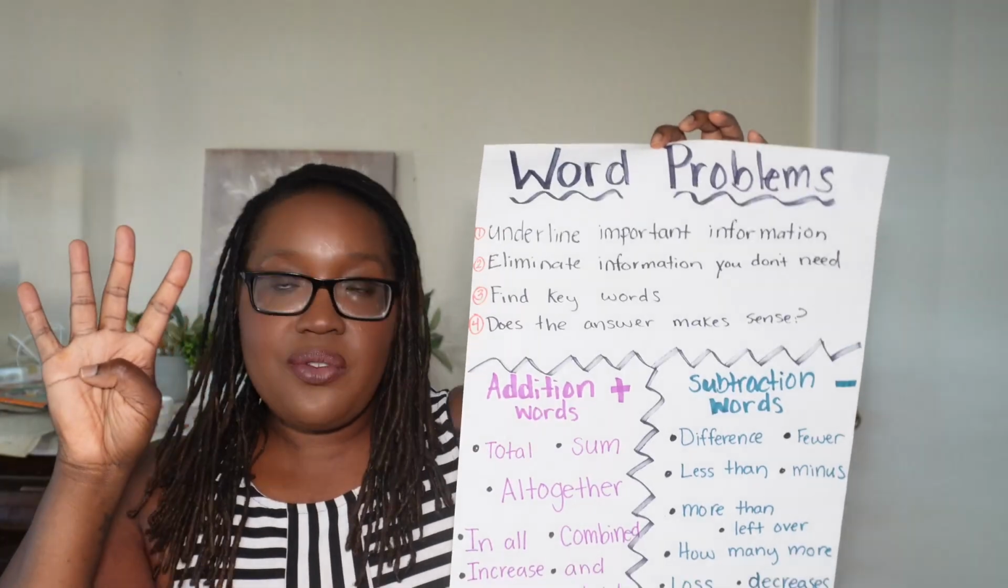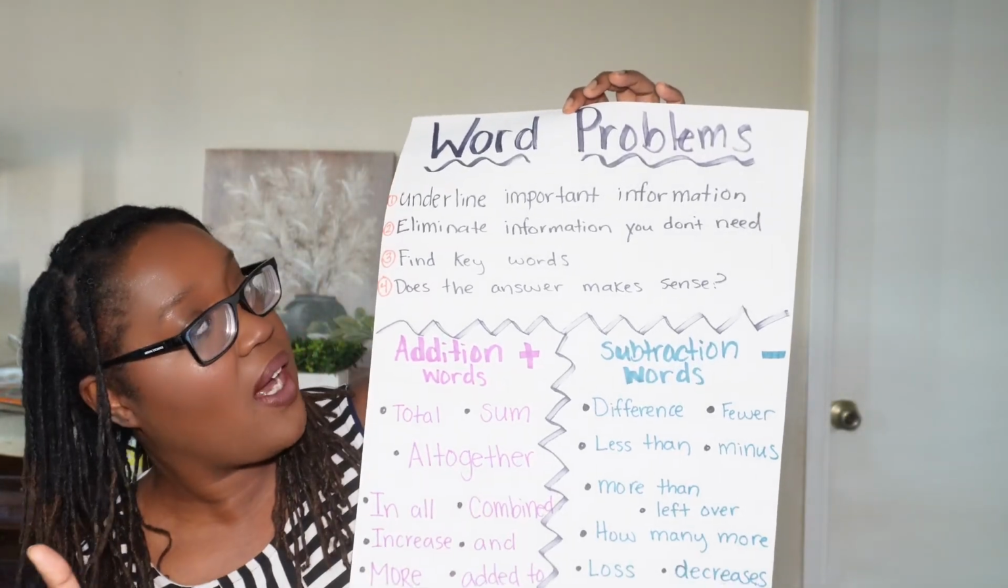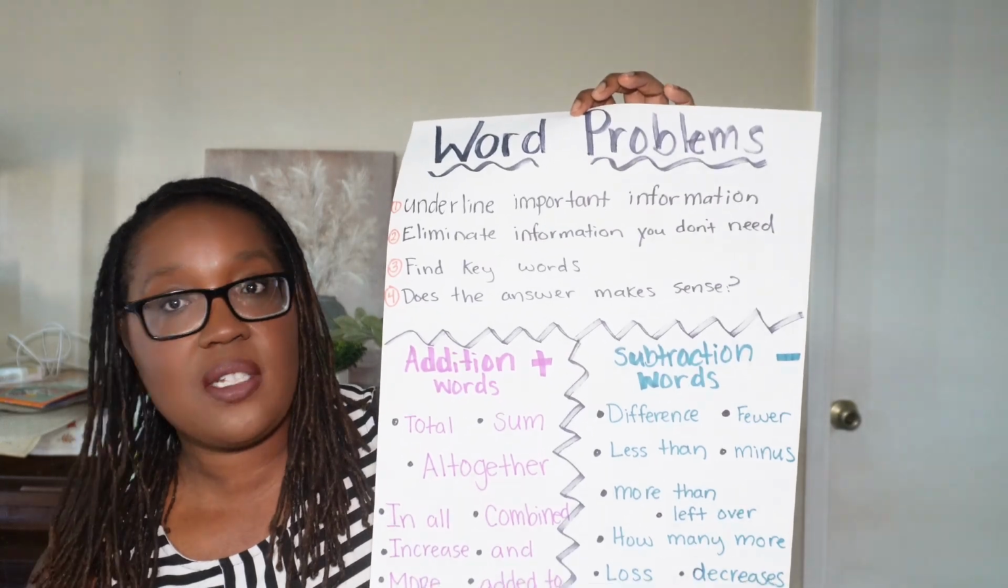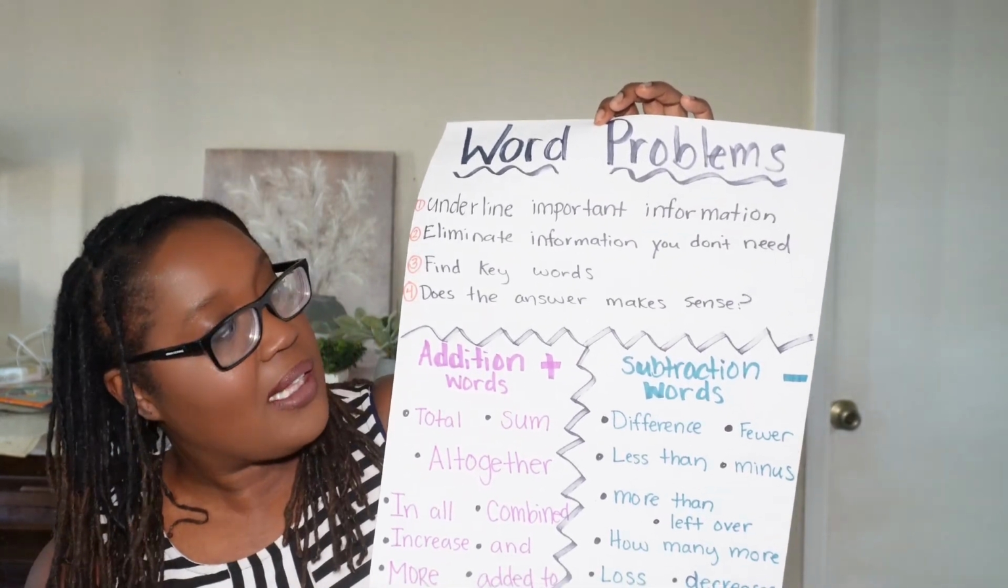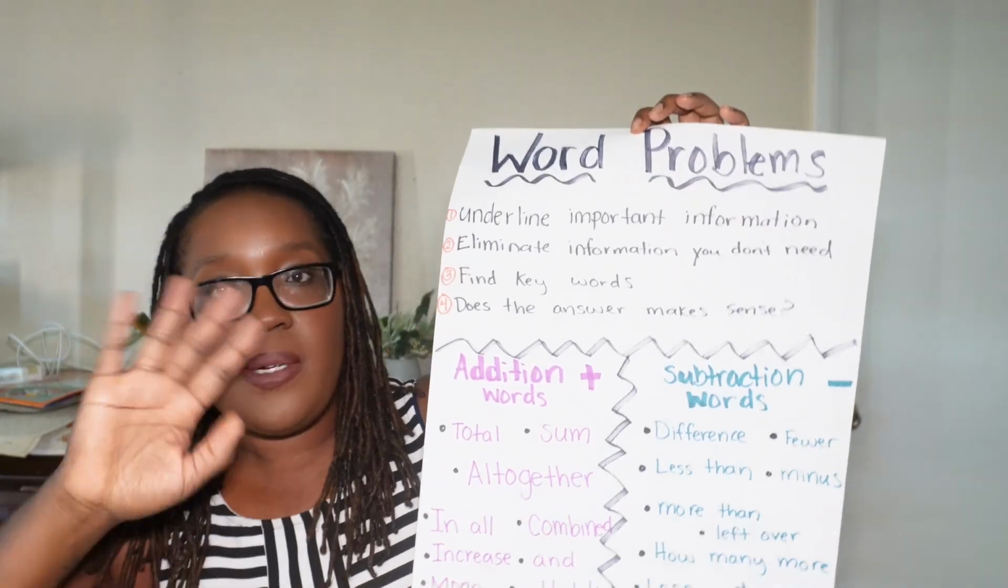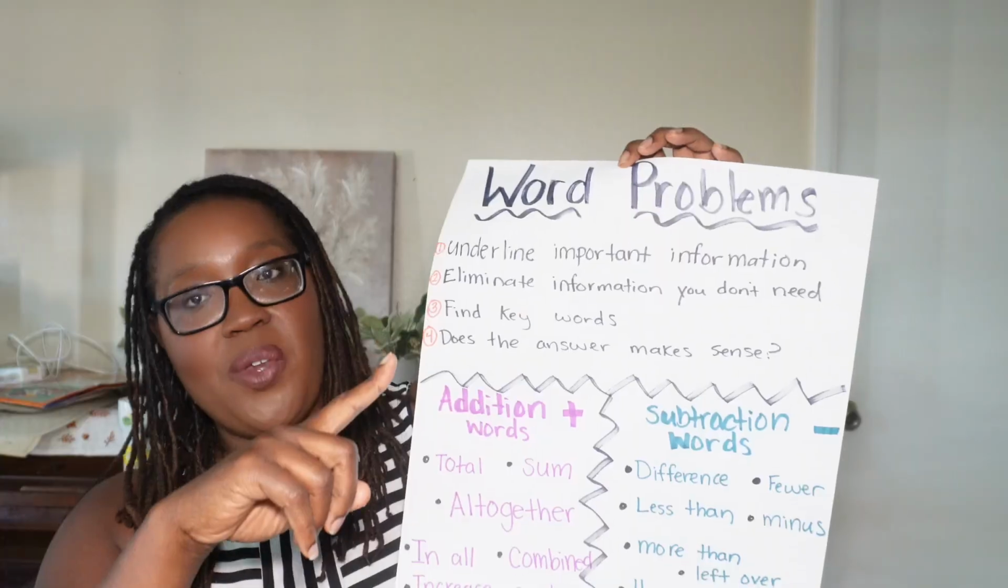And there's 4 things that I want to drill into their heads as far as strategy on how to handle word problems. And that's number 1, underline the important information. That's always key. That's the first thing we do, is we dissect the problem. Then we eliminate any of the information that we don't need. We're just ignoring it. We no longer need to think about this. This is what we're focusing on based on what we underline.